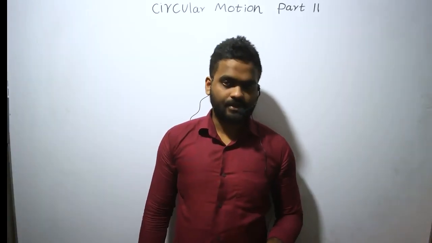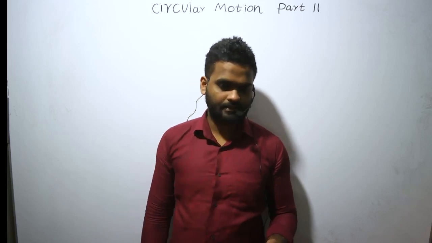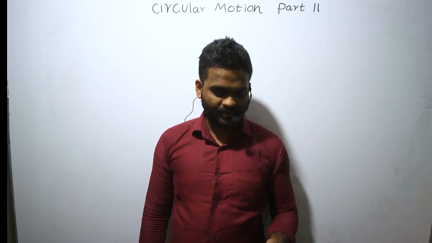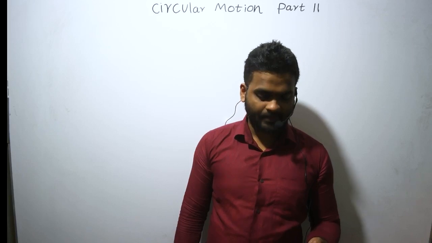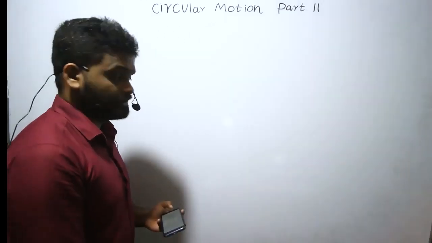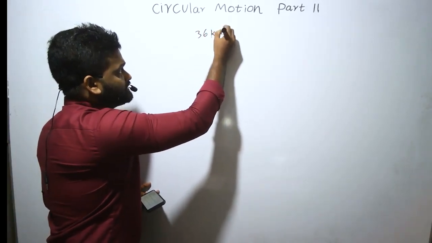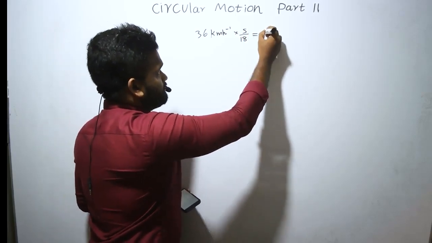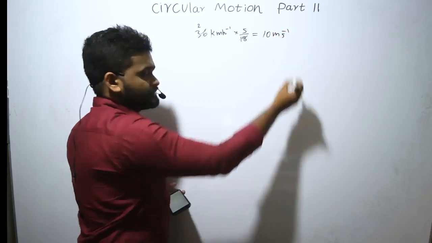The second question: the centripetal force required to take a circular bend with radius 50 meters by a motor car weighing 500 kilogram at 36 kilometers per hour is. So 36 kilometers per hour, I'll first convert it into meters per second. So it should be 10 meters per second.